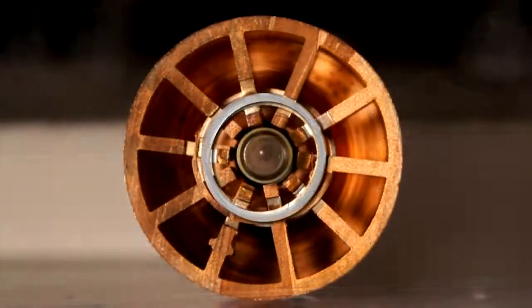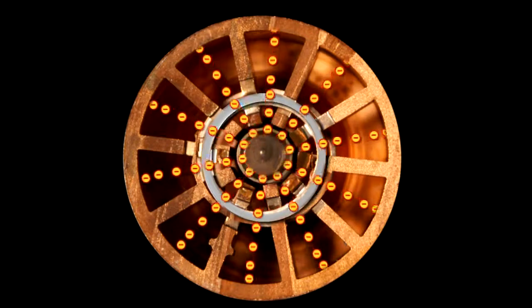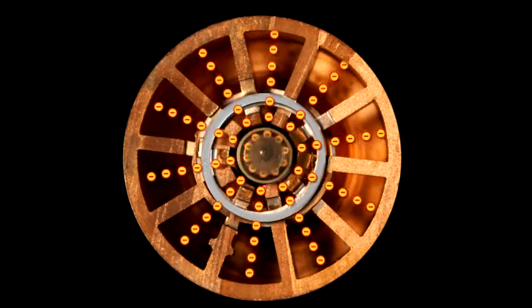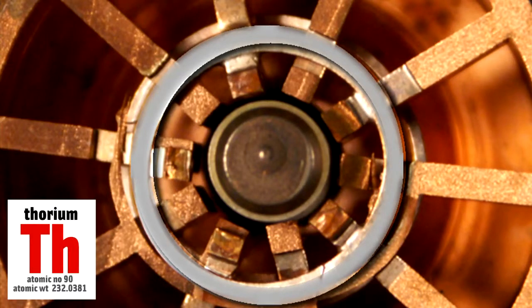You apply a large voltage across both the inner filament and the circular copper outside. This voltage boils electrons off the center filament and they fly toward the circular copper section. The filament is made from tungsten and thorium. Tungsten because it can withstand high temperatures, and thorium because it's a good source of electrons. The magnets bend these electrons so that they swing back toward the center filament.